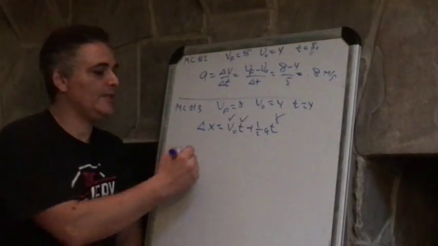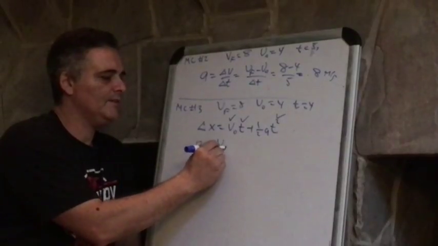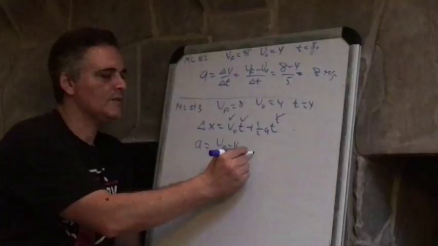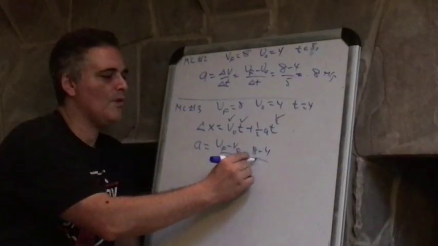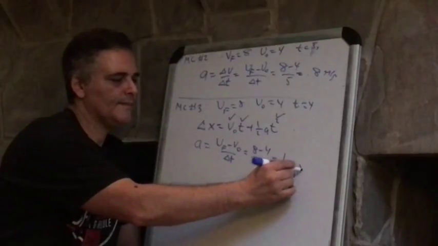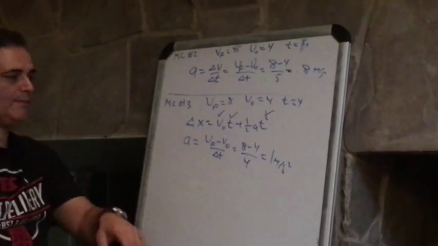So I have to find the acceleration. Well, it's just like we did in the previous problem. The acceleration is V final minus V initial over delta t. This is 8 minus 4 over 4, which is 1 meter per second squared. So now I have the acceleration. Bam! Now I can solve this.